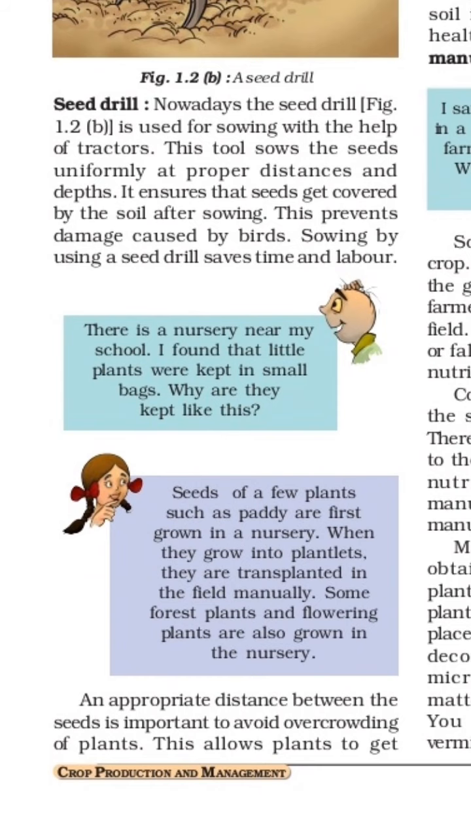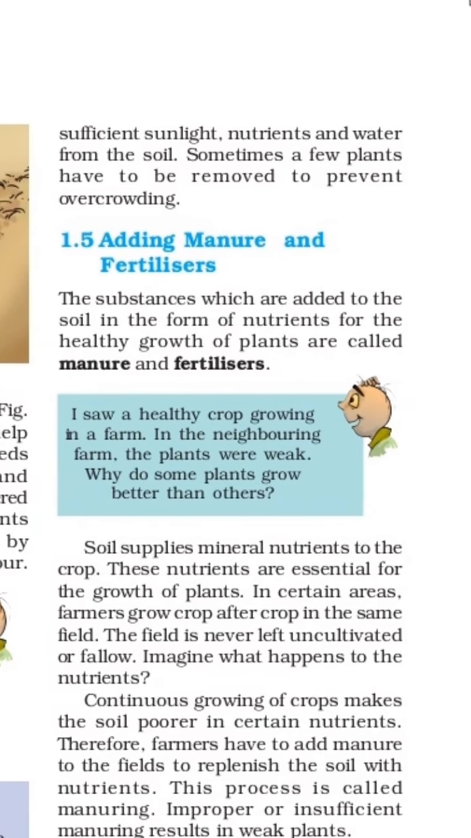This allows plants to get sufficient sunlight, nutrients and water from the soil. Sometimes a few plants have to be removed to prevent overcrowding. If overcrowding is there, the plants cannot get sufficient sunlight, nutrients and water from the soil, so we have to remove some plants from there. Because of overcrowding we cannot get proper crop production, so we remove some plants and we will get proper crop production. Up to this we will cover in this chapter. The remaining part we will see in the next period.